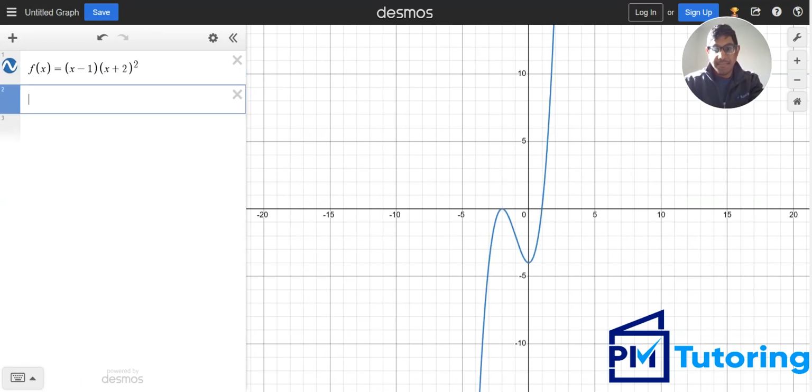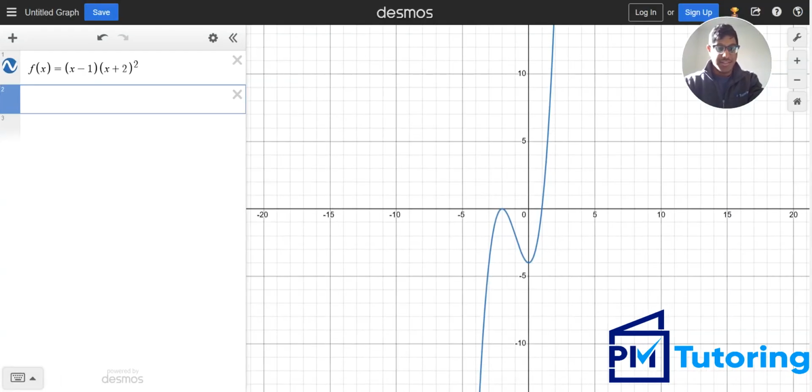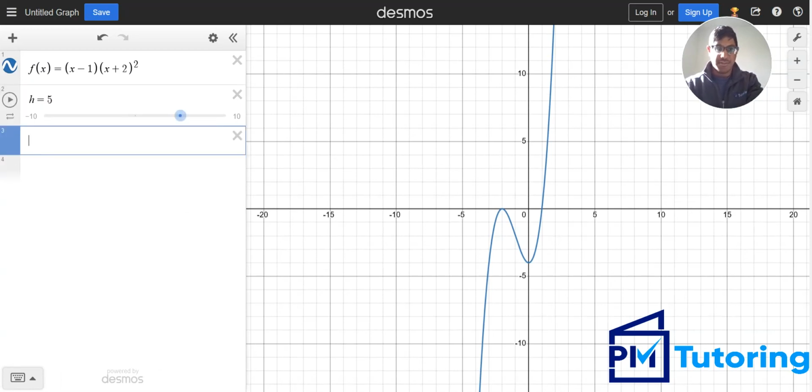There's our function. And then we want f of h minus 5 to equal 0, where h is a constant. So h is a constant. Let's create a slider for it. I'm just going to arbitrarily call it 5 for now. And we want f of h minus 5 to equal 0. So it's currently negative 4. And we can play around with that as h gets bigger. Oh, we saw 0 pop up real quick there.